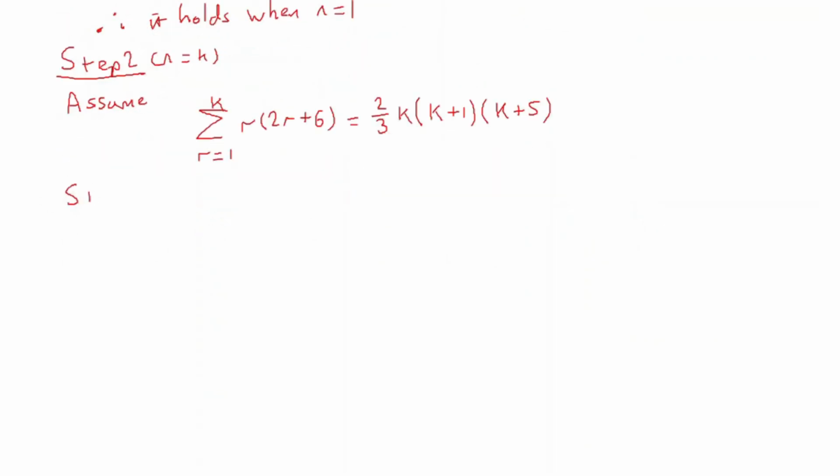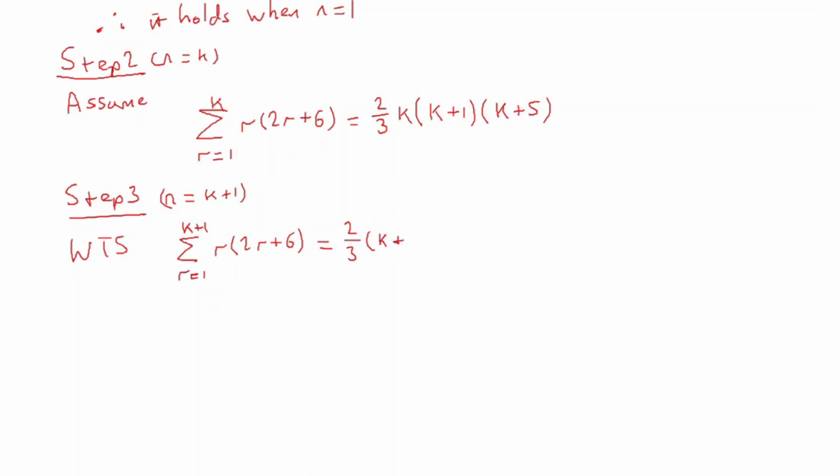Now we move on to step 3, which is our inductive step, where n is k plus 1. It's always useful to start with what we want to show, which is exactly the same thing as above, but instead of k, it's k plus 1. So replace the k with k plus 1, and then 2/3 k is going to be k plus 1, k plus 1 is going to become k plus 2, and k plus 5 is going to become k plus 6. So this is what we are trying to show in this particular example.